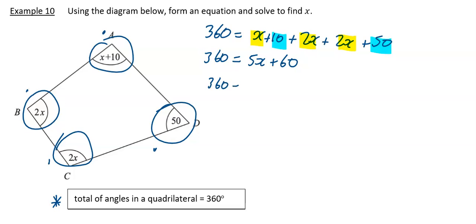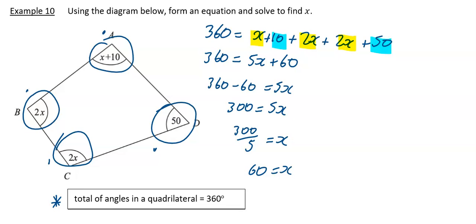And then 360 minus 60 is equal to 5x, which means 300 is equal to 5x. So 300 divided by 5 is equal to x, which means 60 is equal to x, which a good mathematician would write as x is equal to 60.